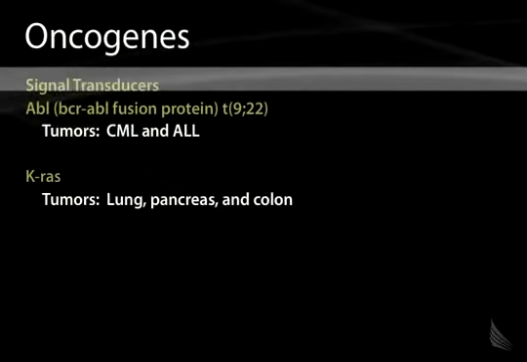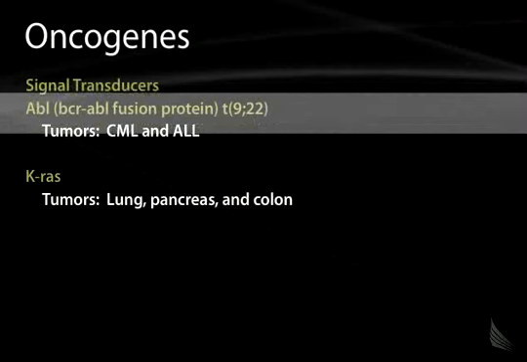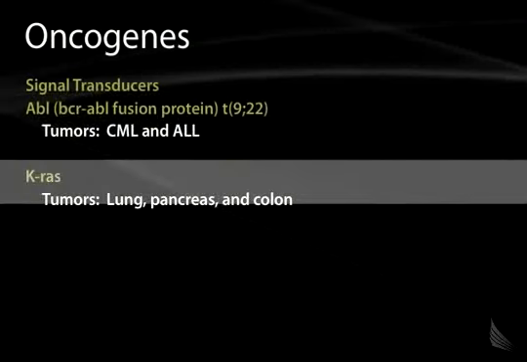Other signal transducers can also serve as oncogenes. This includes the ABL gene, which is involved in the BCR-ABL chromosomal translocation seen in some forms of leukemia. The tumors that this can be seen with are chronic myelogenous leukemia and also acute lymphoblastic leukemia. The KRAS oncogene is involved in tumors such as lung, pancreas, and colon.